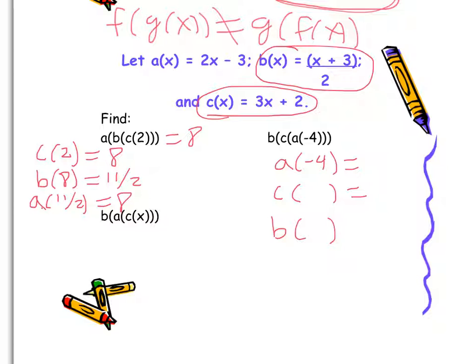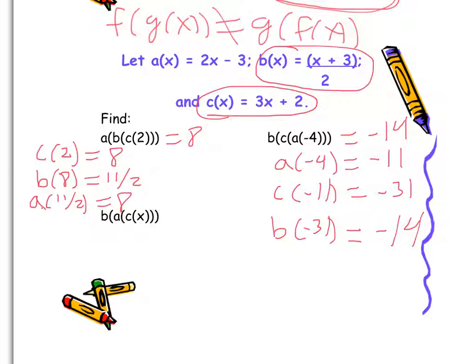A of negative 4 is negative 11, so that's what goes in for C. C of negative 11 is negative 31. B of negative 31 ends up being negative 14. Okay, so B of C of A of negative 4 equals negative 14.